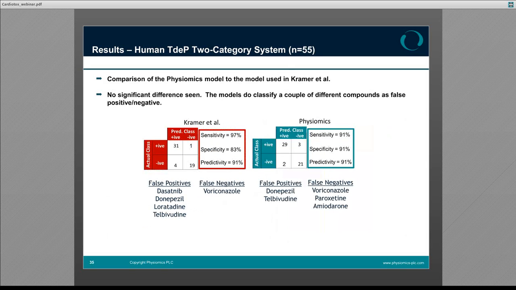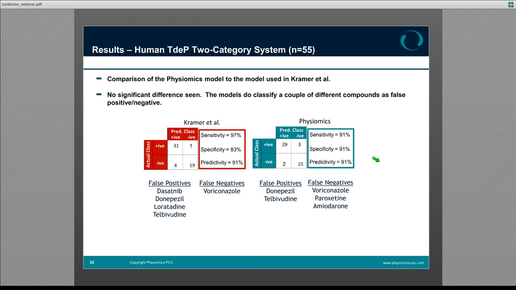Finally, we move on to the two-category system that was used by Kramer et al. This is the comparison of the Physiomics model to the Kramer et al. model. In this situation, there is no real difference in terms of the predictivity between the logistic regression approach that Kramer et al. used and the model that we've developed ourselves in-house at Physiomics.